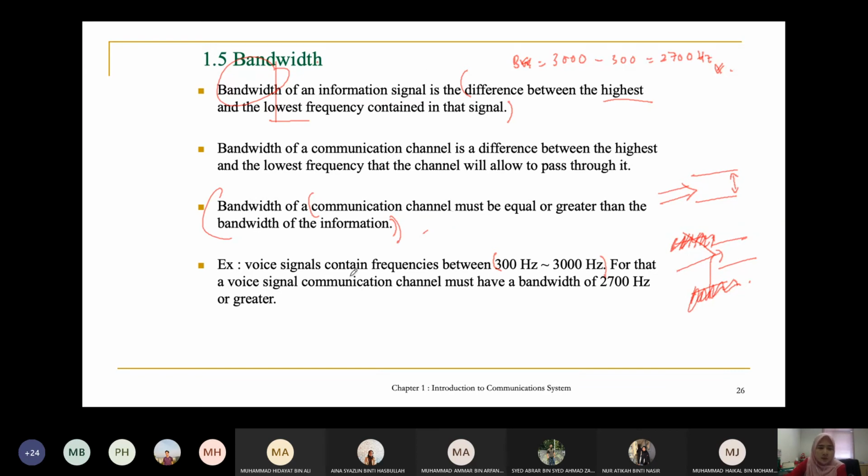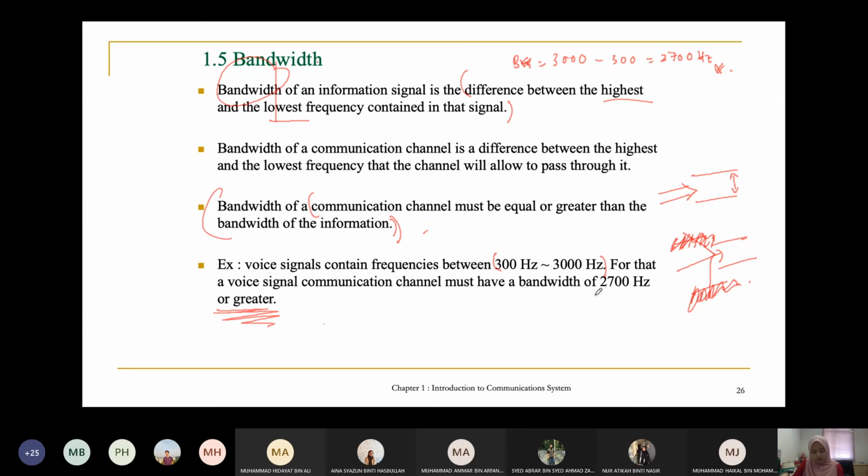For example, a voice signal contains frequencies from 300 to 3000. For that, a voice signal communication channel must have a bandwidth of 2700 or greater. So this 2700 is the minimum value. If the communication channel bandwidth is greater than 2700, then even better. Okay.